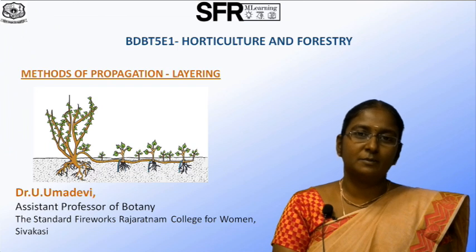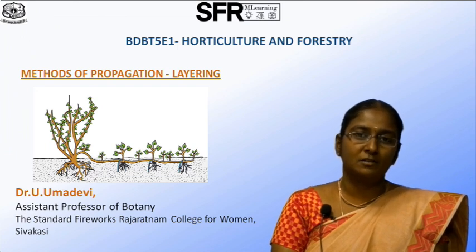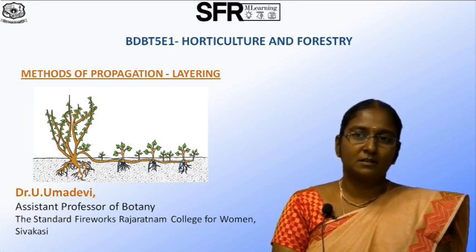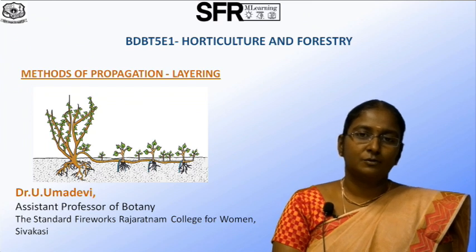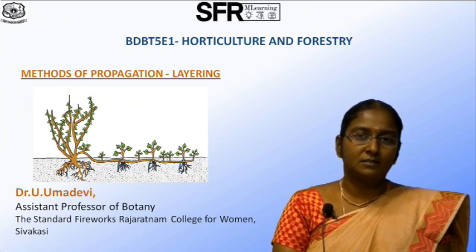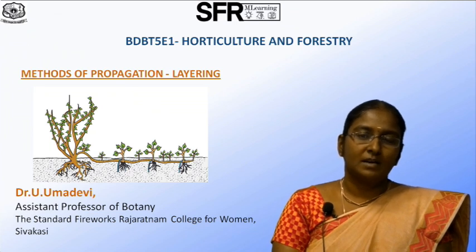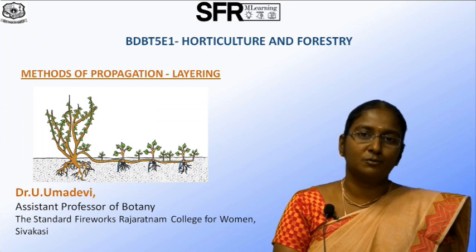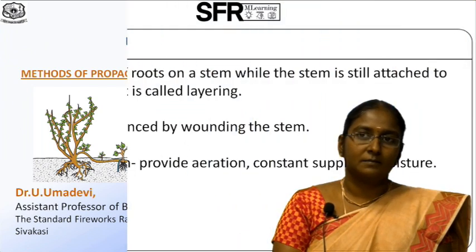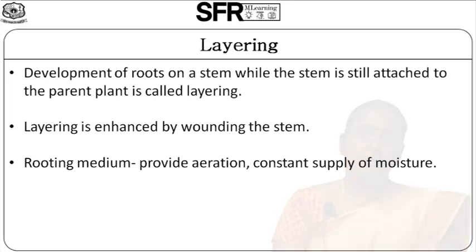In this session we will be seeing a method of propagation which is very simple and basic, that is layering. Layering can be done in plants which have the ability to develop roots from the stem even when it is in the parental stem. So, we will be discussing what layering is and its types. The definition is the development of roots on the stem even when it is in the parental plant.